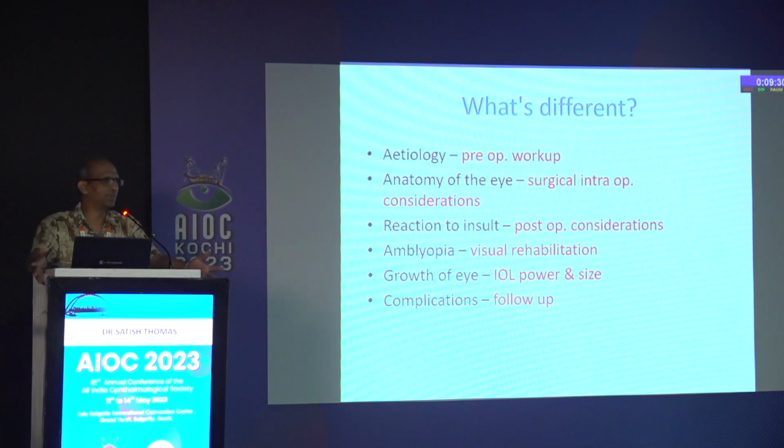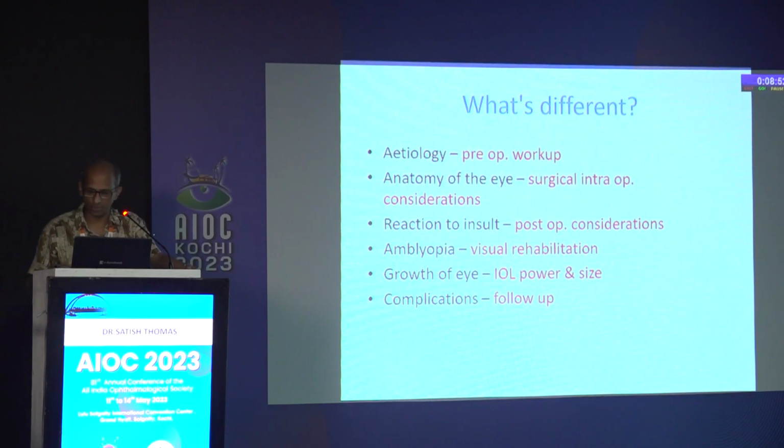So the etiology is different in pediatric cataract as compared to adult cataract. So that will influence the way we work up our patients preoperatively. The anatomy of the eye is different, and that would influence our surgery, the intraop considerations. The way the eye reacts to trauma, to surgery, is very different. So it will have post-op implications. Amblyopia becomes very important in the visual rehabilitation, and it's a growing eye that we are dealing with, therefore importance in the IOL power calculation, size of the IOL, and in the complications.